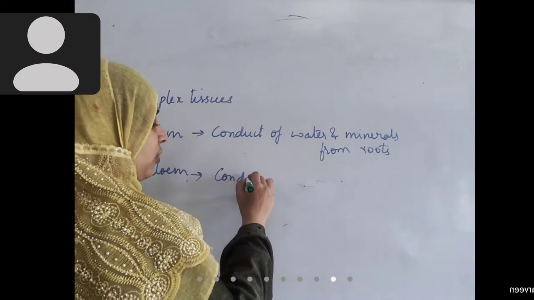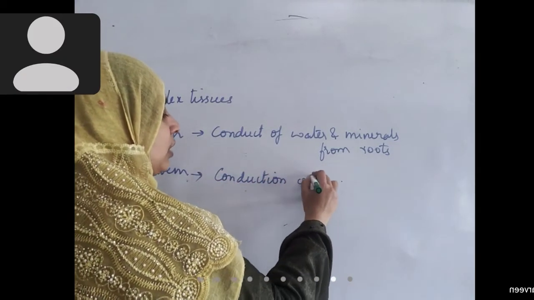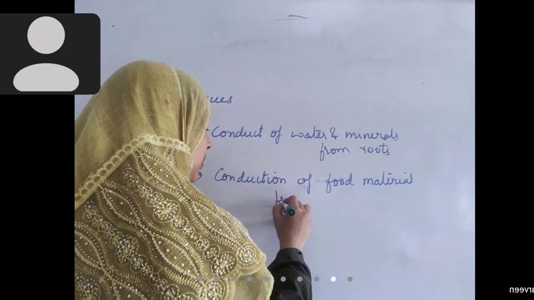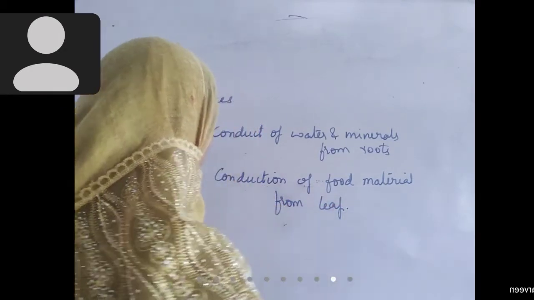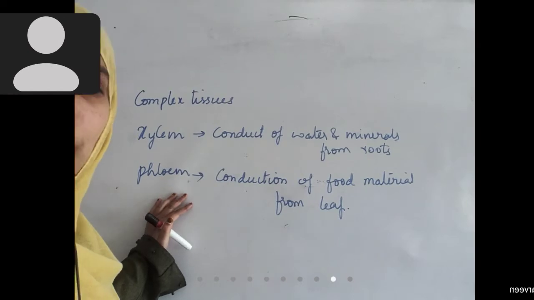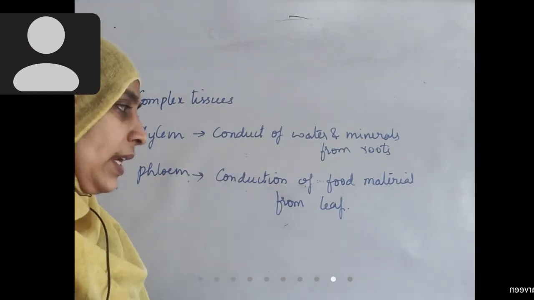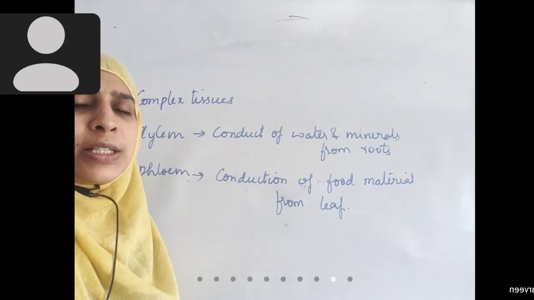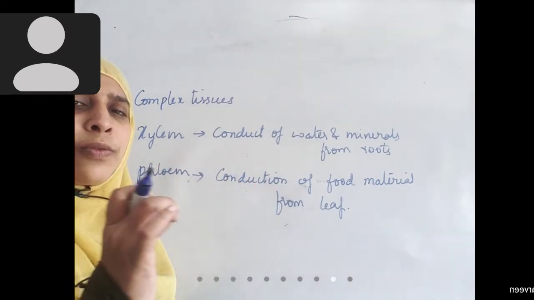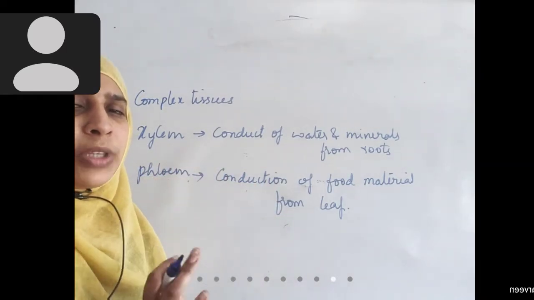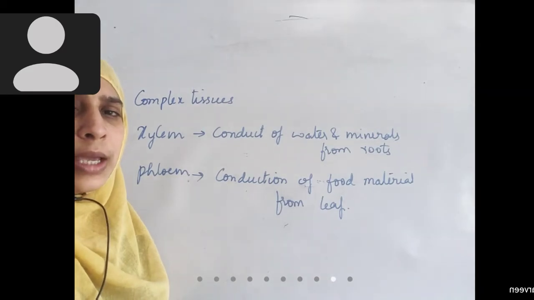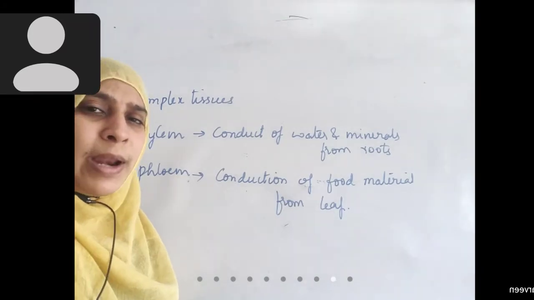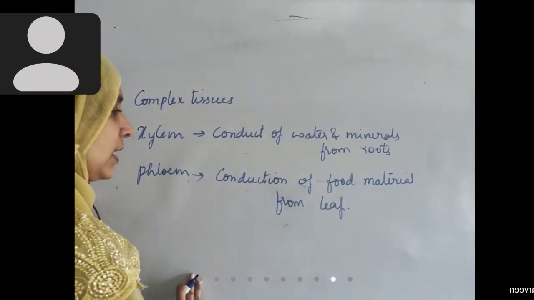Phloem helps in conduction of food material. What does it conduct? Food material that is produced from the leaf. Is it distributed in only roots, or only in the leaf? No, it is distributed in the entire plant. The whole plant requires water and minerals. It starts from the root and is distributed to each and every corner of the plant. Tip of the leaf, tip of the shoot, all have xylem. In the same way, phloem starts from the leaf, but it is distributed in the entire plant because the total plant requires food material. Now we'll see the classification.